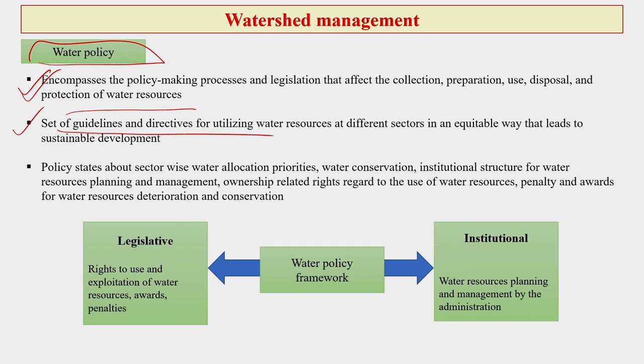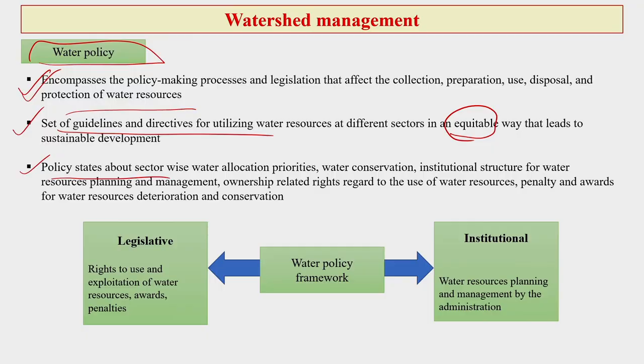A set of guidelines and directives will be available within the water policies which already exist in our system for utilizing various water resources in different sectors in an equitable manner. Again, this word equitable is very important, which leads to sustainable development. All right. Then policies can also talk about various sectors, and sector-wise water allocation and sector-wise water utilization are also very different. The amount of water used for agriculture and the amount of water used for industry could be very different.